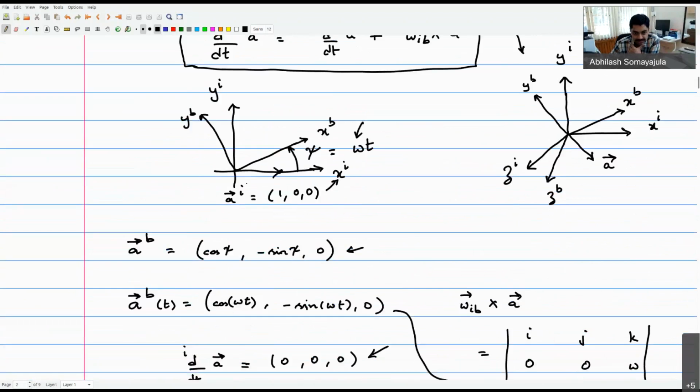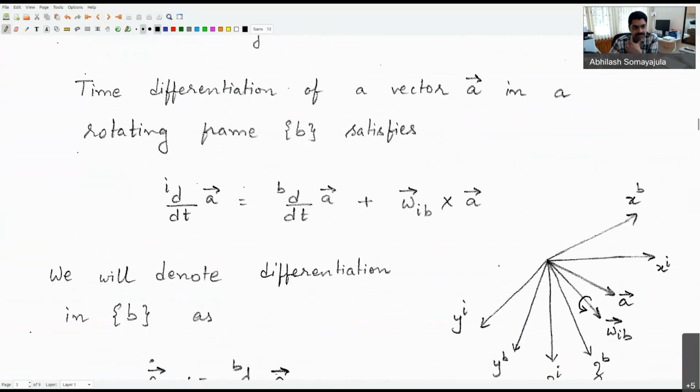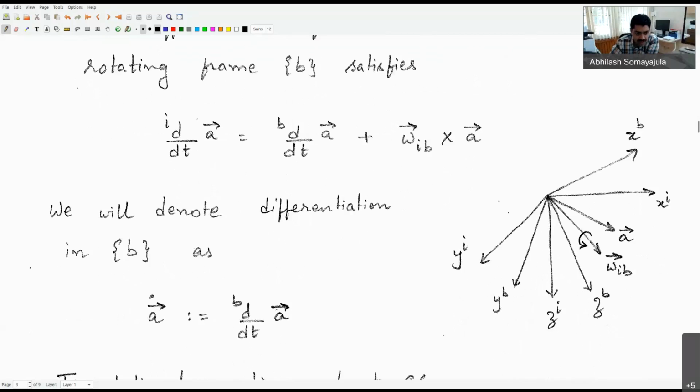Okay. All right. So what we have is that the time derivative of a vector A in a rotating frame satisfies the equation which we just saw, and we looked at an example where this is satisfied. We will denote the differentiation in the body fixed frame as a dot. So if I write any vector with a dot, that means I'm taking the time derivative of the vector with respect to the body fixed frame. That will be our nomenclature.